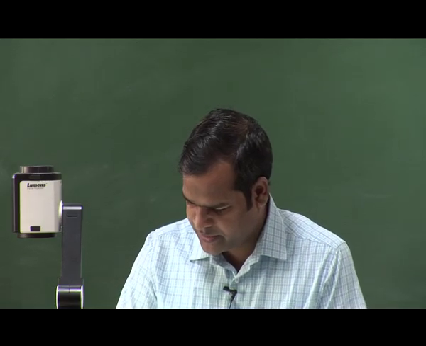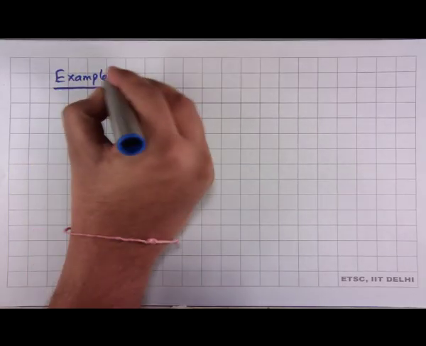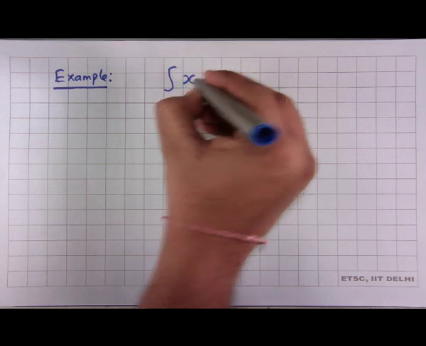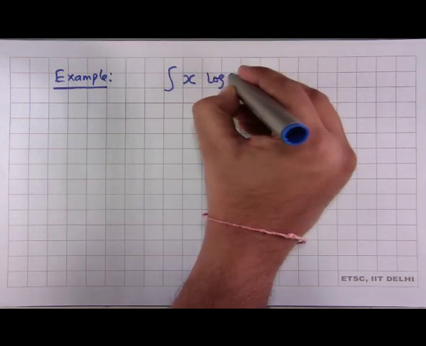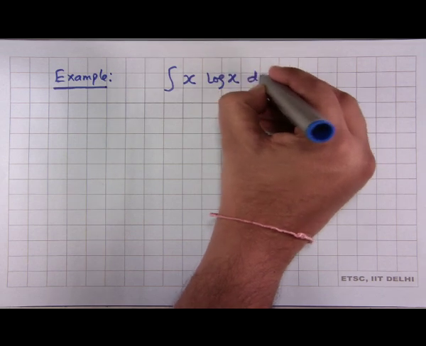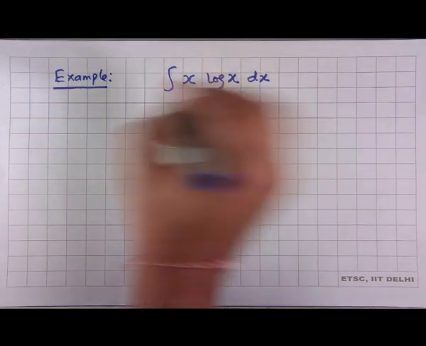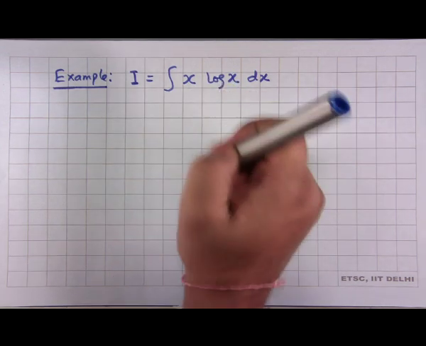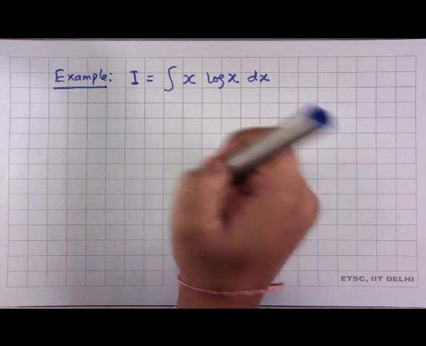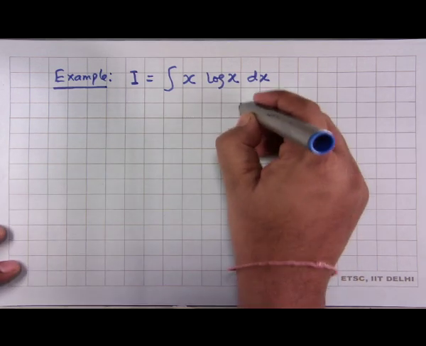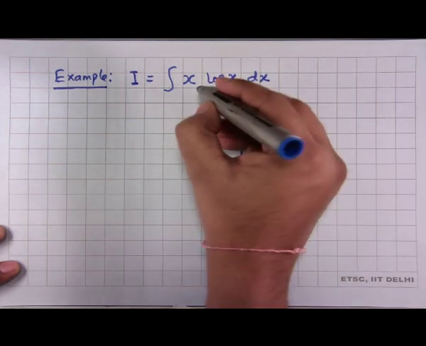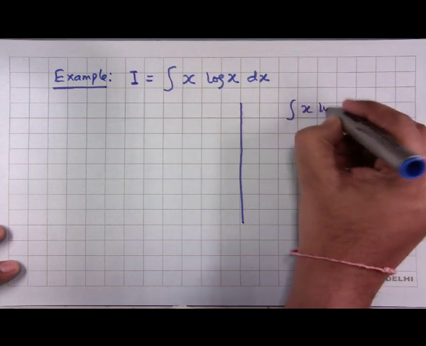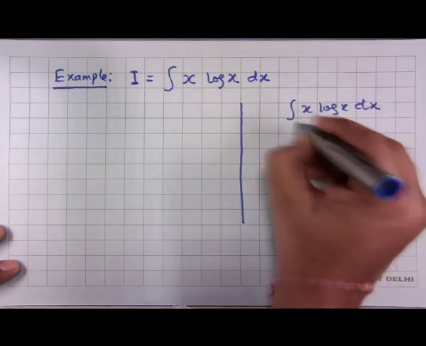Let us choose another example. This example will motivate us to figure out which function should be chosen as first function and which function should be chosen as second function. So, assume that we have to find the integral of x log x. What if I use my similar trick? I will write it here, x log x dx.